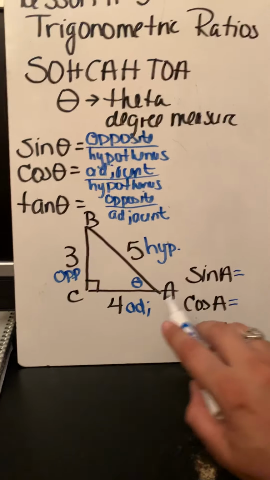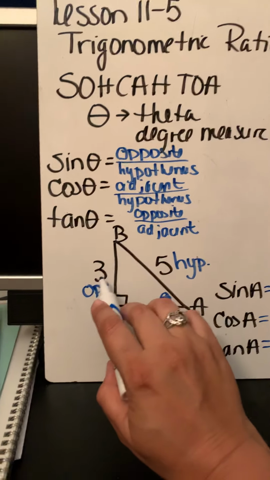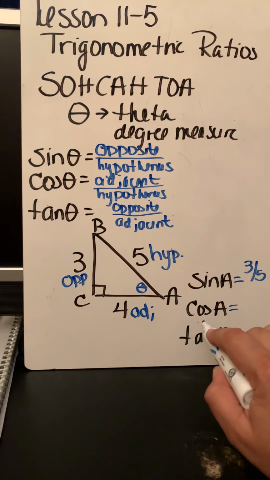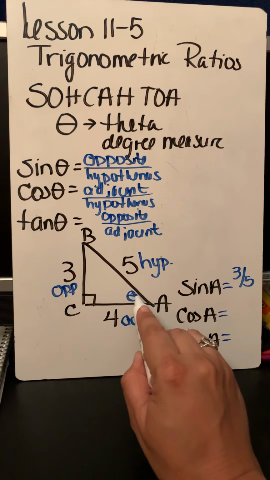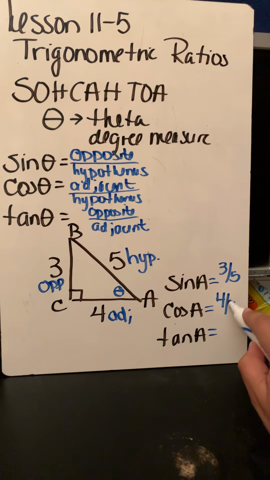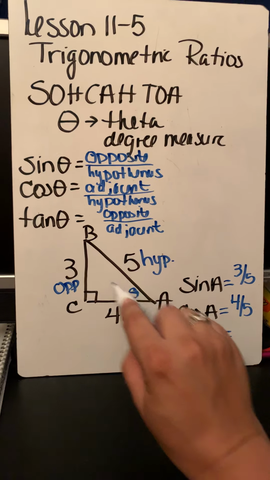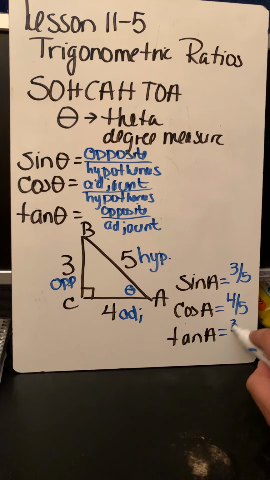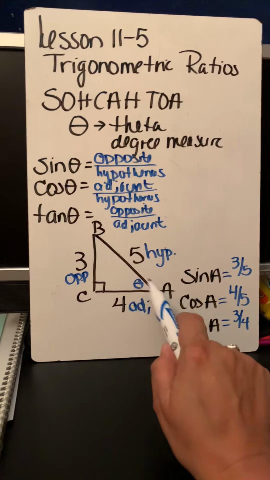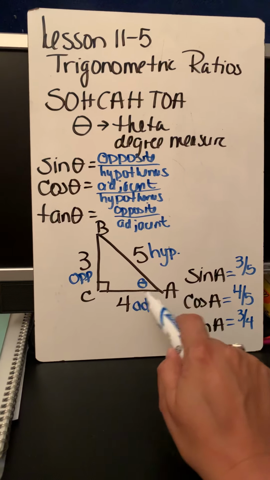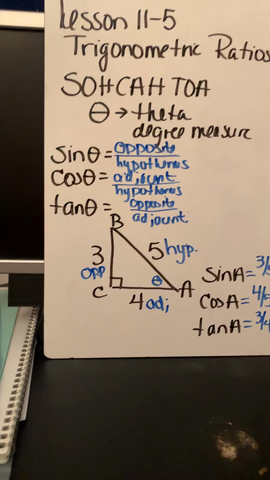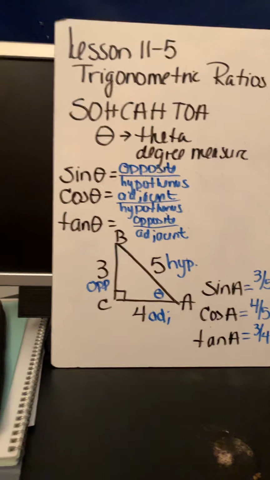So let's find the ratio. Sine of A, opposite over hypotenuse. So it's 3/5. Cosine of A, adjacent over hypotenuse. That's 4/5. Tangent of A, opposite over adjacent. 3/4. So what I would do when I'm doing these is I would label my points according to what you're looking for, or wherever your theta is that you're looking for. Label it.